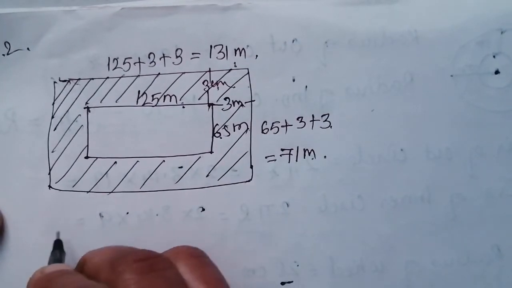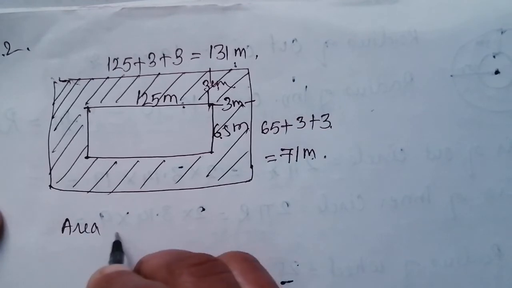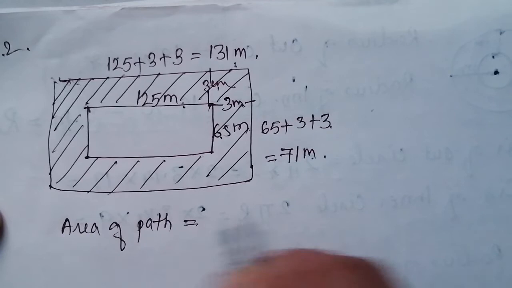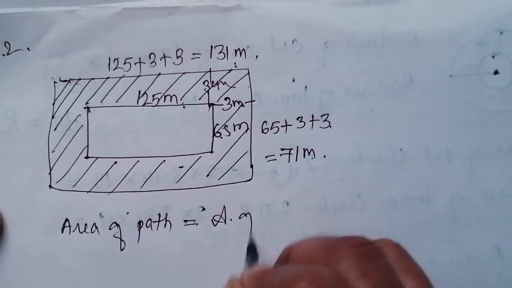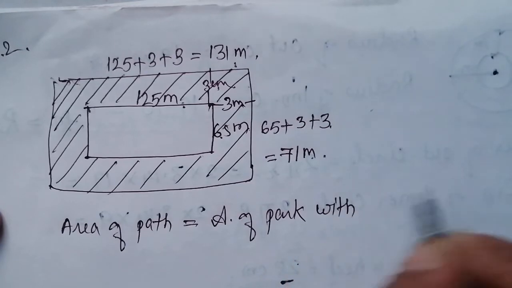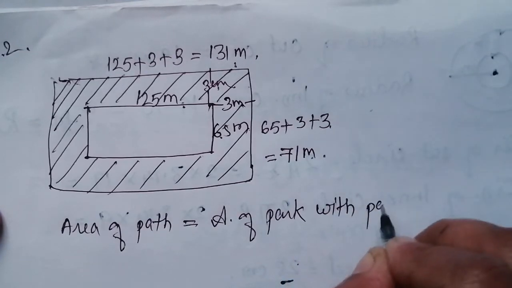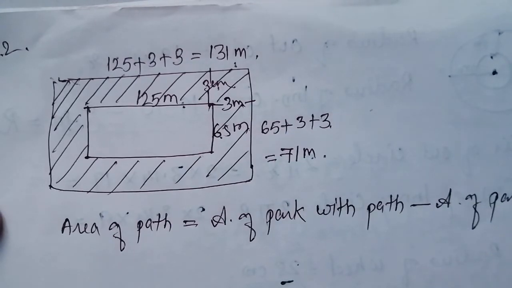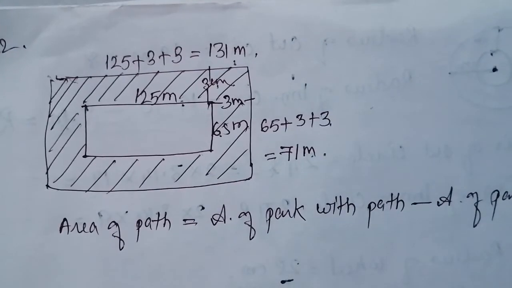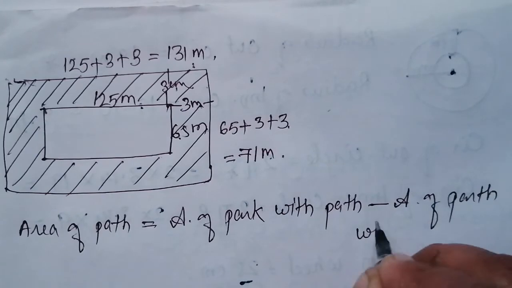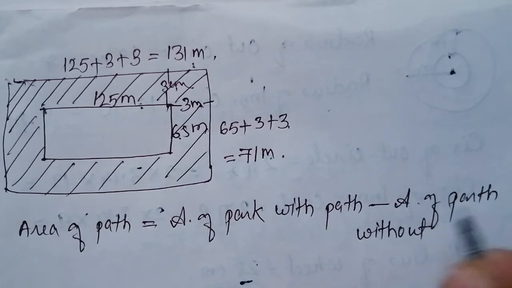Now find the area of the pathway. Area of path is equal to area of park with path minus area of park without path.